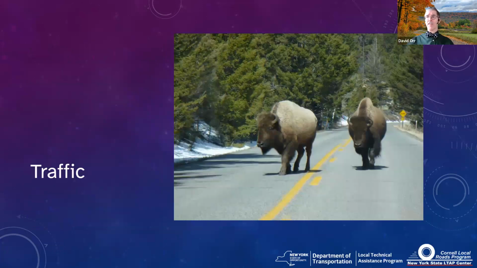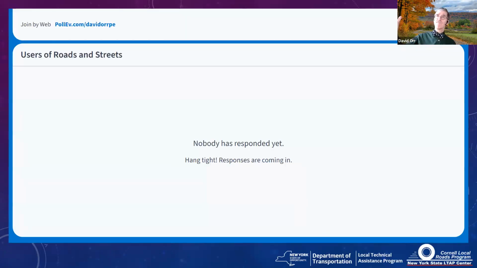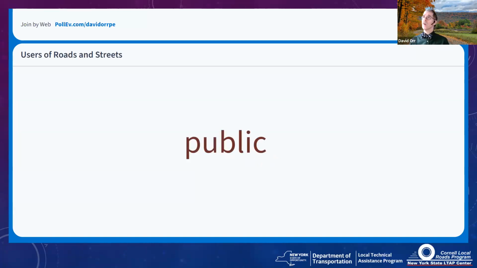So the first one is traffic. We need to build the roads to handle the loads, but to know that, we have to figure out what is the traffic that's using the roadway. At national parks, this happens to be Yellowstone, they've got some unique loading conditions that they have to deal with. So who uses your roads and streets? Who do we have to worry about? We already mentioned one, but you can put them down again. Who's actually the people using it? What does the public consist of?